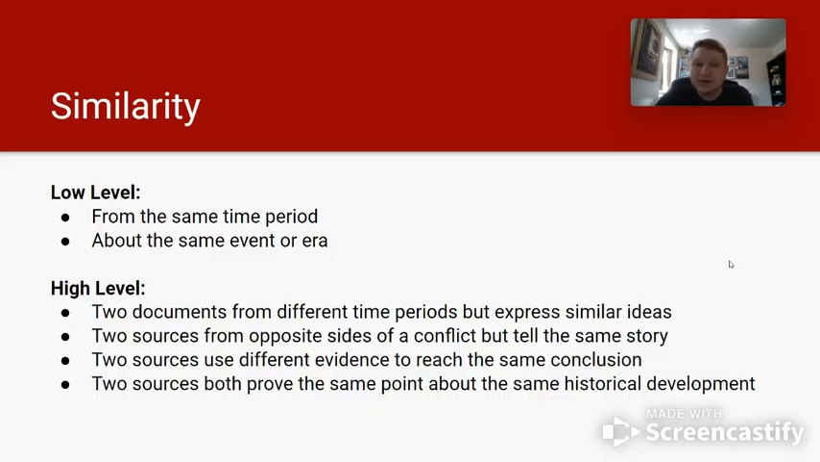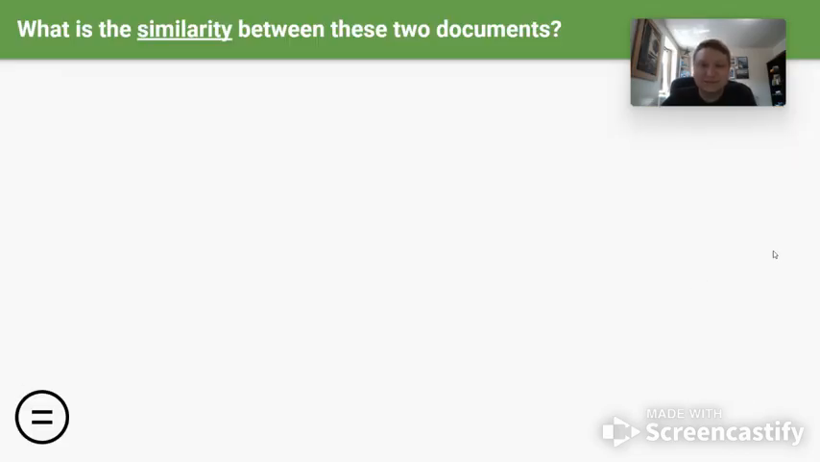Or two sources both prove the same point about the same historical development. So with that one, it's a much more specific thing than just saying, oh, they're about the same thing. No, it's that they can both be used as evidence to tell the same story. Let's do a little bit of practice.